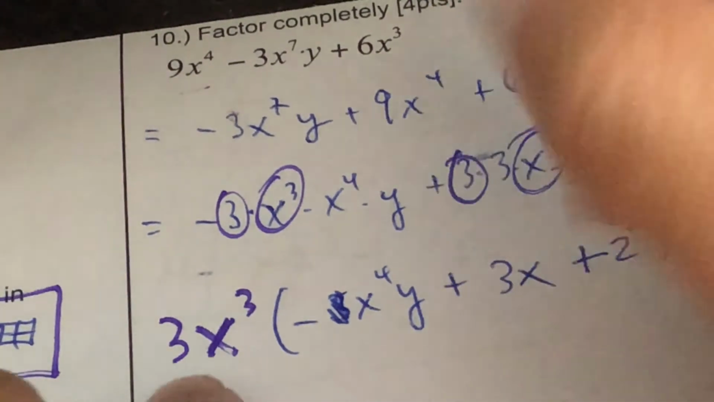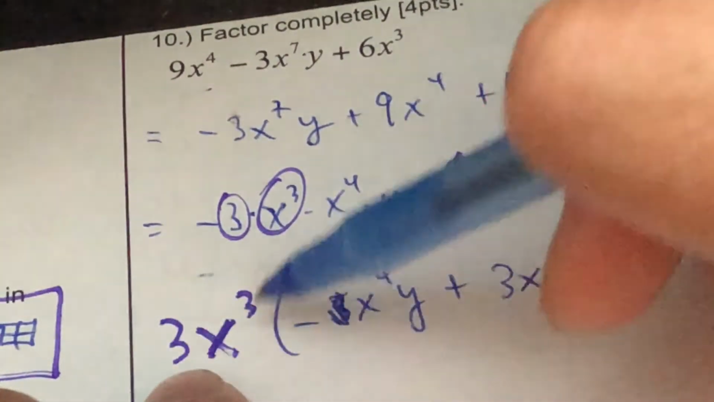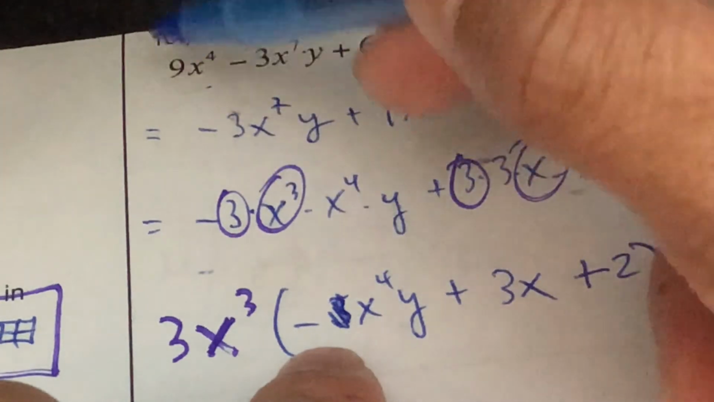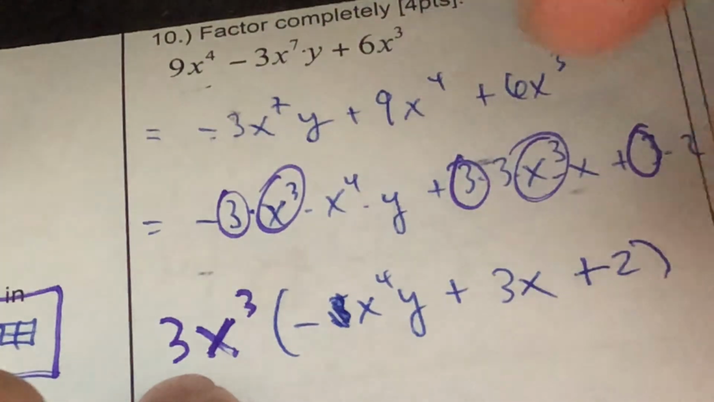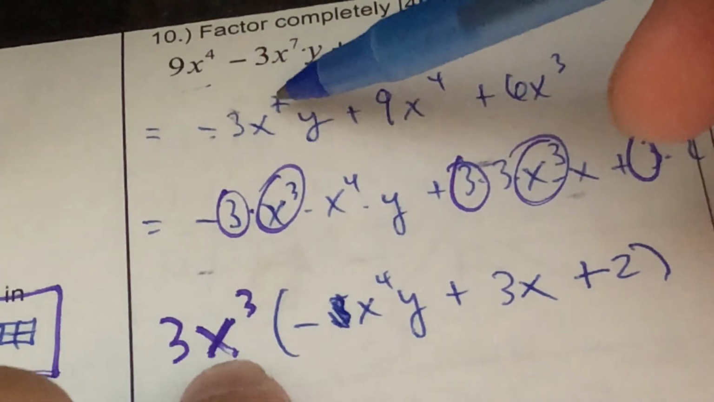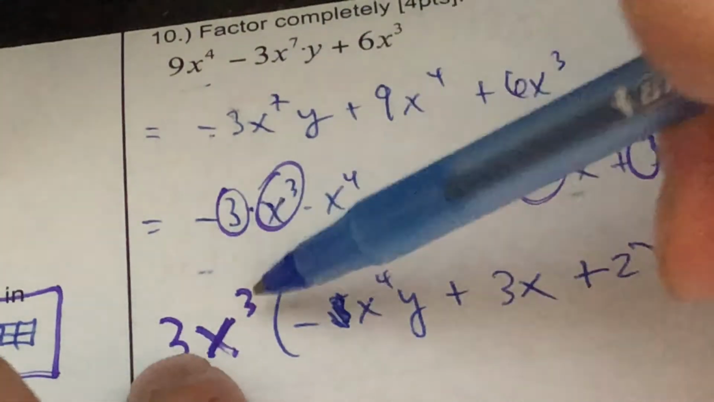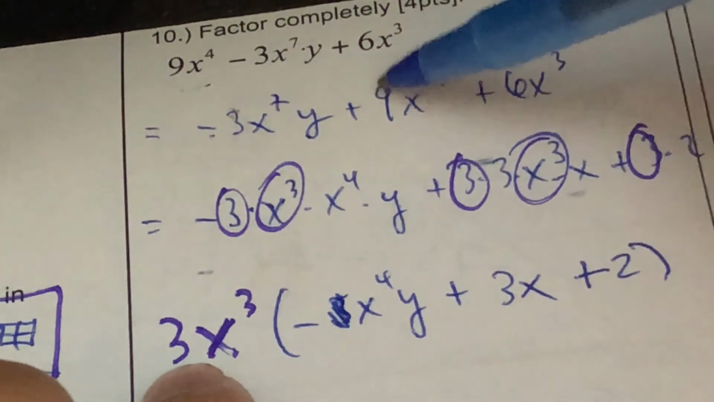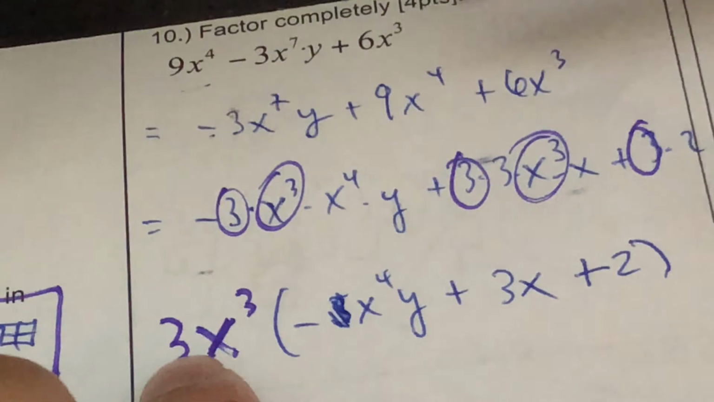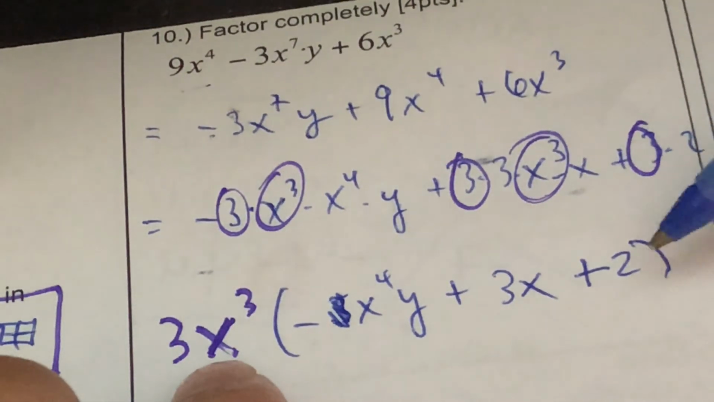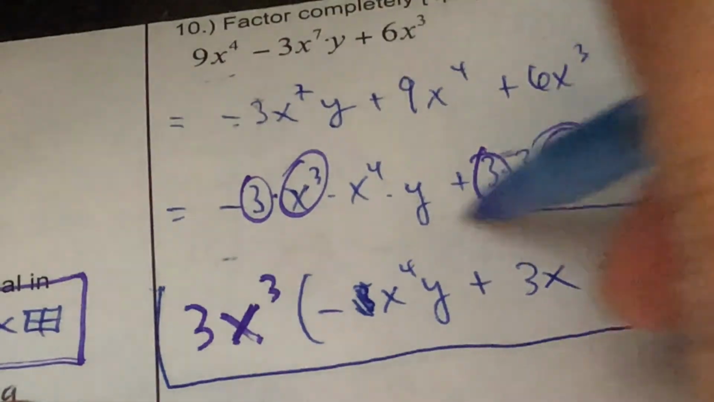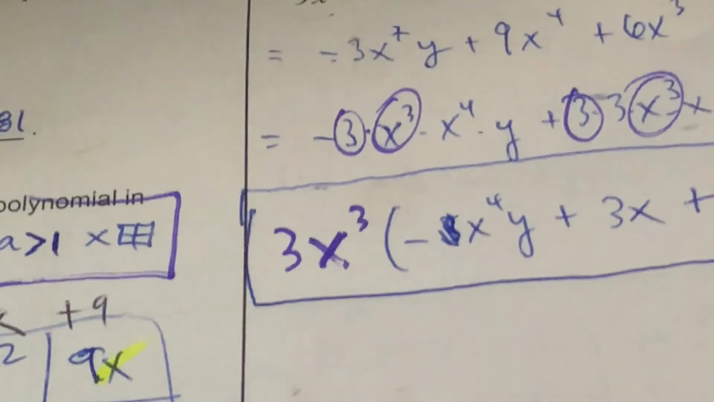And I'm not sure of that answer, so I'm going to double check by distributing all of this times this. Positive times negative gives me a negative. This times this gives me a 3, x to the 3rd times x to the 4th gives me x to the 7th, and this times this gives me a y. 3 times 3 is 9, x to the 3rd times x is x to the 4th. 3 times 2 is 6, and x to the 3rd times something is x to the 3rd. So that's my answer. This problem is just a greatest common factor problem.